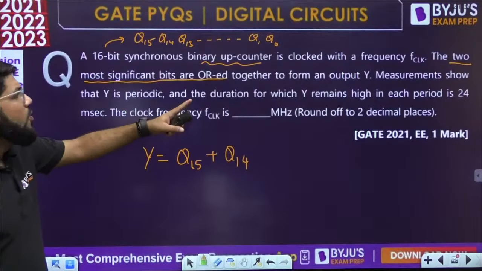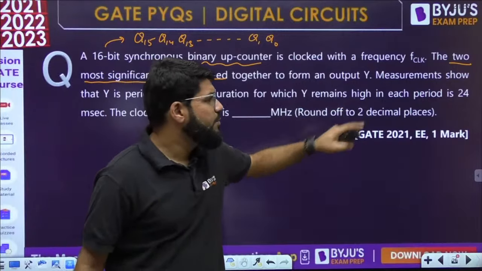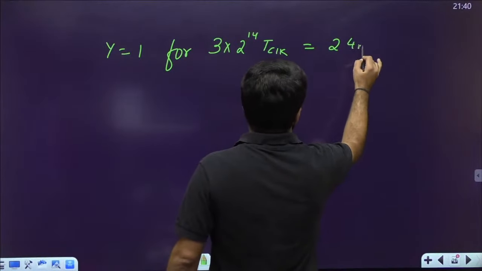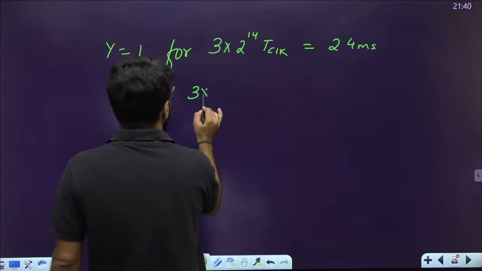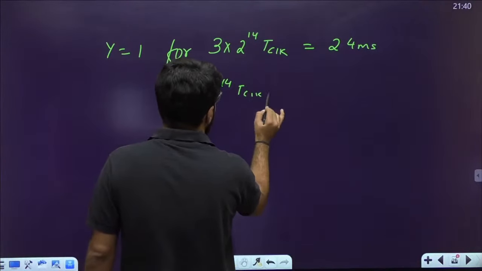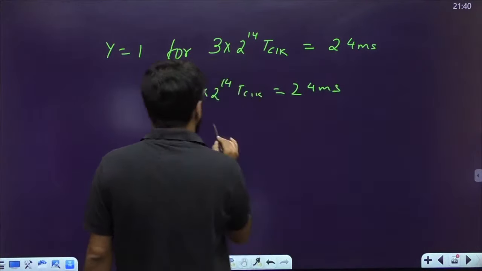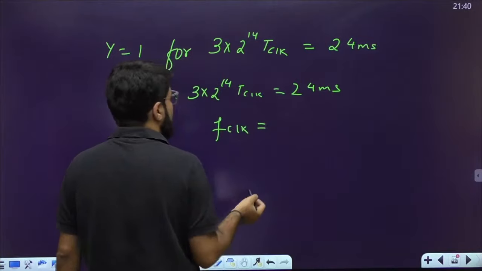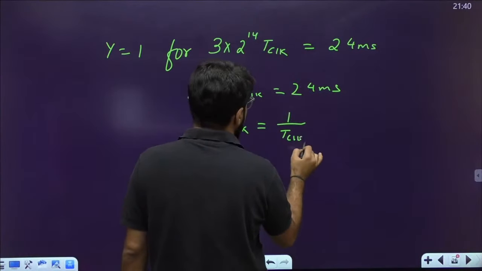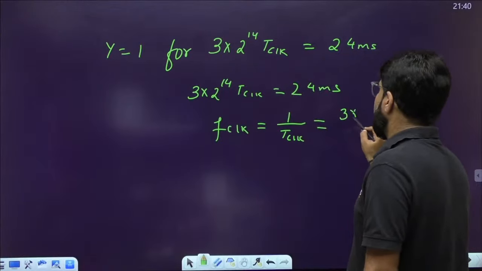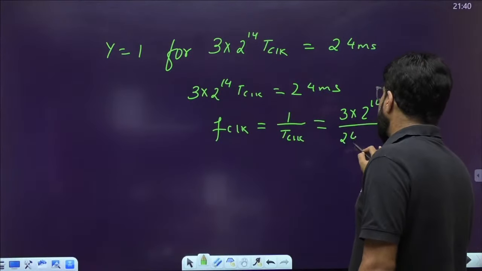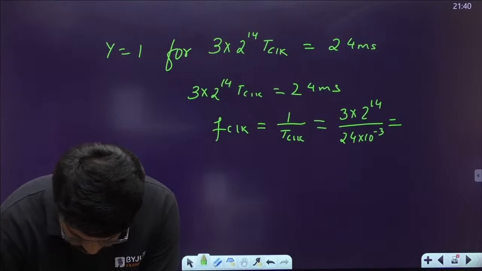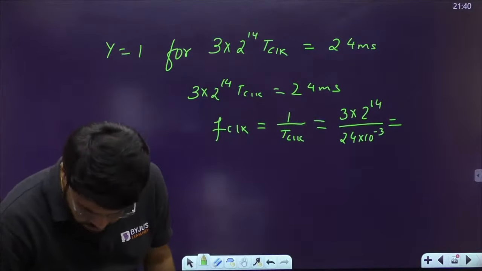And this much time is given to you. Measurements show that the duration for which Y remains high in each period is 24 milliseconds. So 3 into 2 raised to the power 14 T clock is 24 milliseconds. What is the value of the T clock? Directly, we want F clock, the frequency of the clock. Frequency of the clock is 1 upon time period of the clock, which will be 3 into 2 power 14 divided by 24 milliseconds, where milli is 10 power minus 3. Let me compute this. You can also use your virtual calculators.